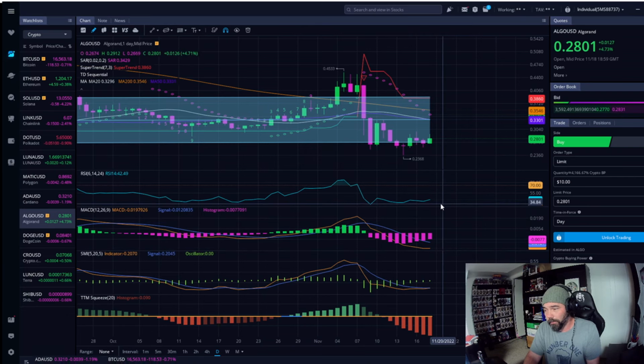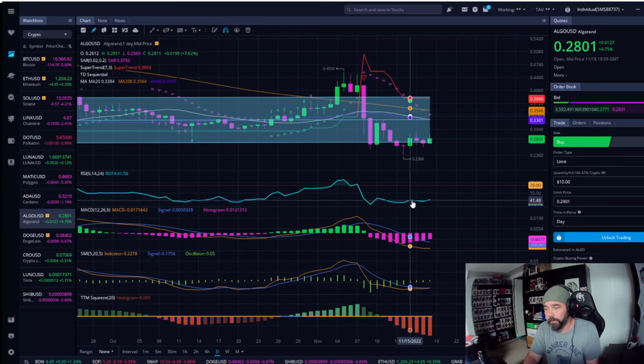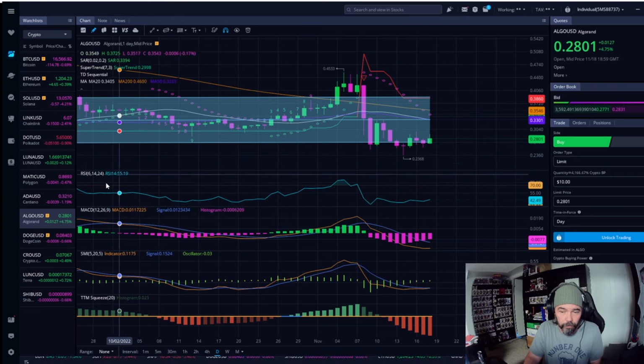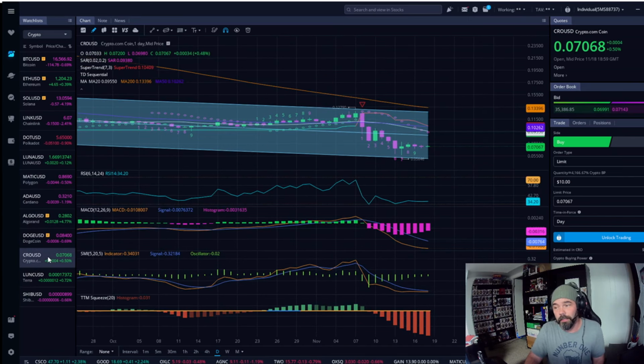We're running about 34, 42 here on the RSI. I mean, we could see a bounce here off the bottom part of the channel for Algorand. We really like Algorand. Let's check out Crow. There was a lot of fear on Crow.